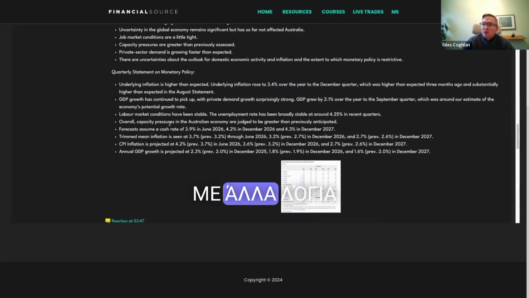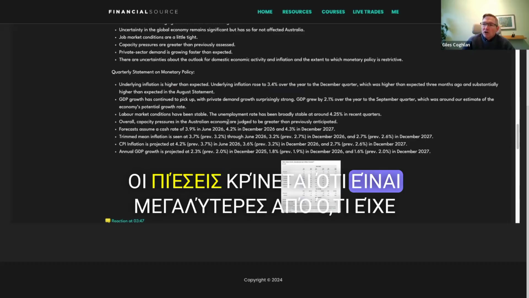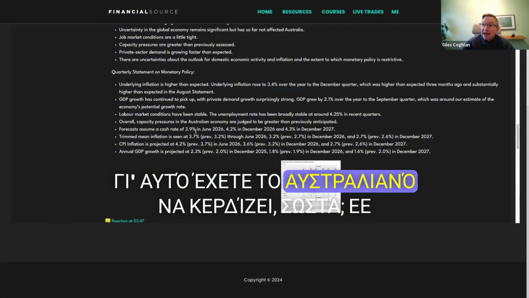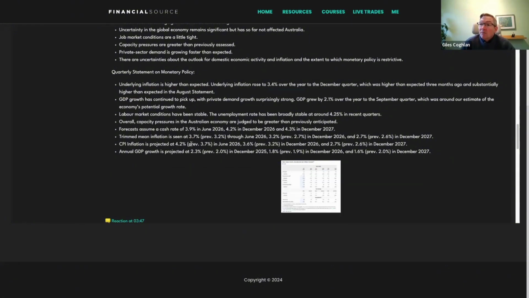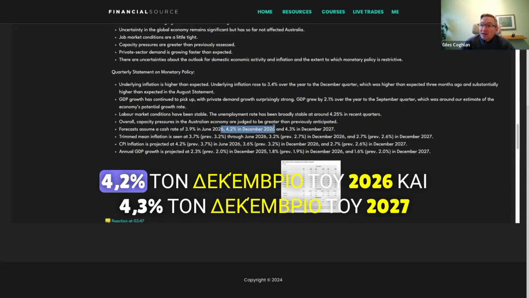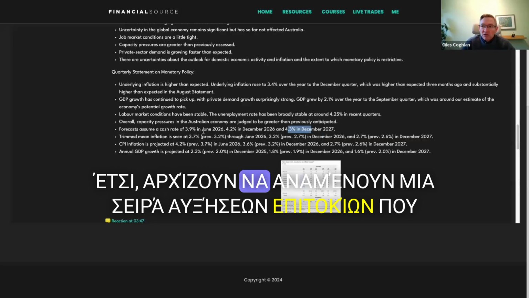So in other words, the pressures are judged to be greater than previously anticipated. That's why you got the Australian gaining, right? So they're looking at a cash rate of 3.9% in June, 4.2% in December 2026, and 4.3% in December 2027. So they're starting to expect a series of interest rate hikes coming.